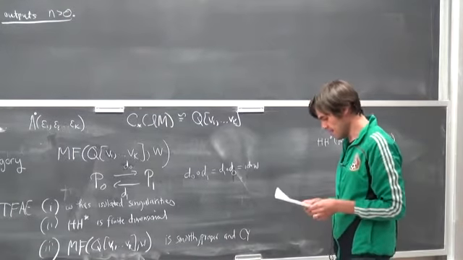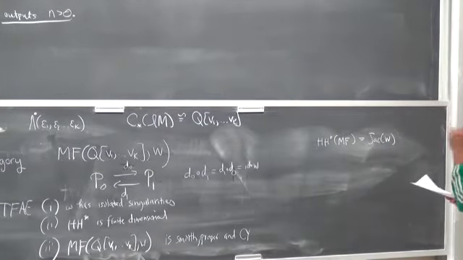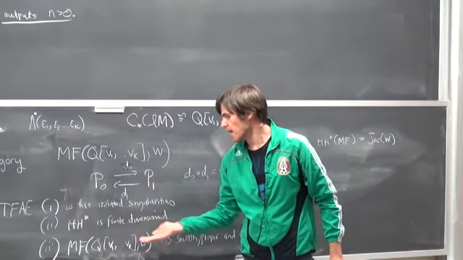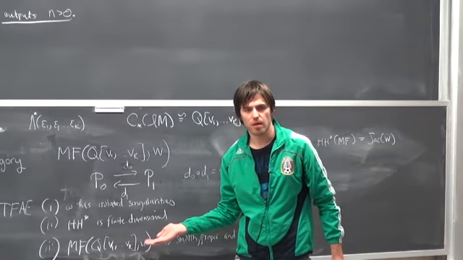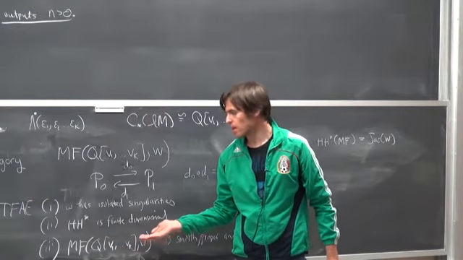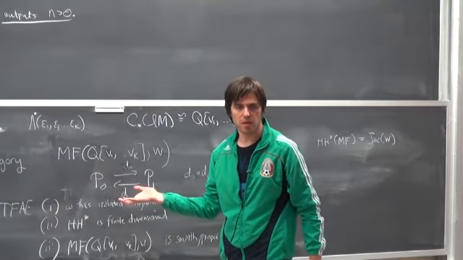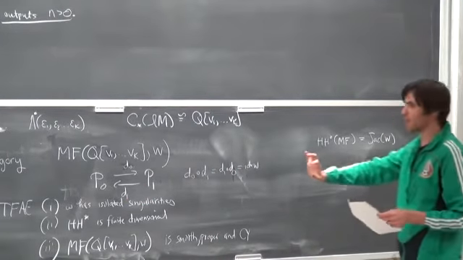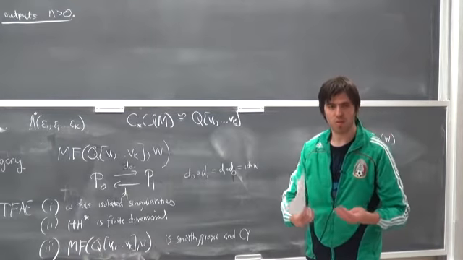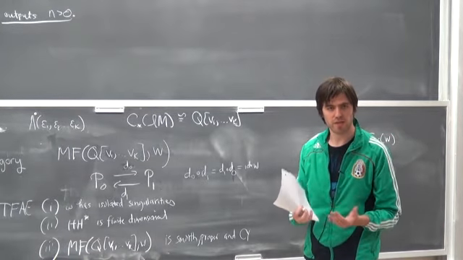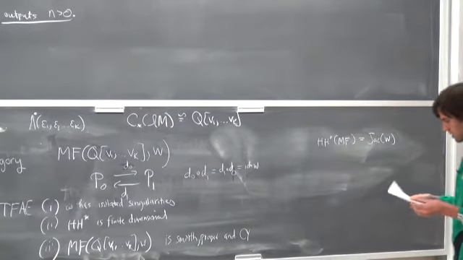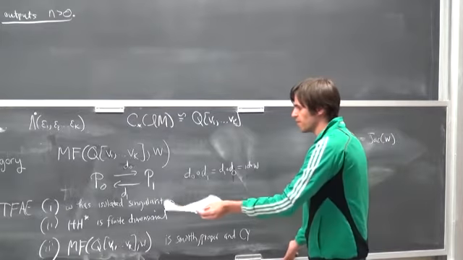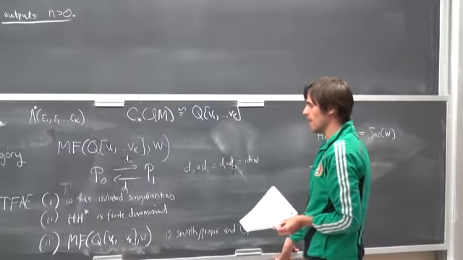What does proper mean? It's a new word. You can think that it means that all the Homs in this category are finite dimensional. So if you have a DGA, proper would mean that the cohomology of that DGA is finite dimensional. So you can rephrase it in this way.